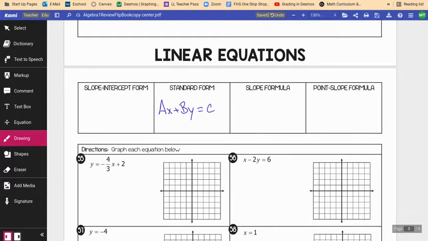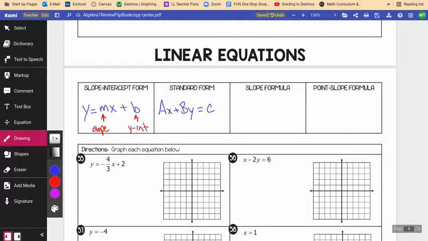And then from there we talk about slope-intercept form. This is the most common way you guys are used to seeing your equation written. It's y equals mx plus b, where m is the slope and b is the y-intercept. Okay, it's the most common way that you're used to seeing that.